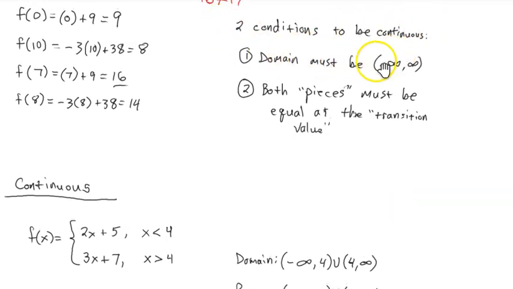The domain has to be negative infinity to positive infinity. Otherwise, there's a break. Continuous means without a break or without stopping. And so if there is a break in the domain, then the piecewise function is not continuous. But if the domain is negative infinity to positive infinity, the other important thing is that both pieces have to be equal. They have to have the same output value at the transition value.